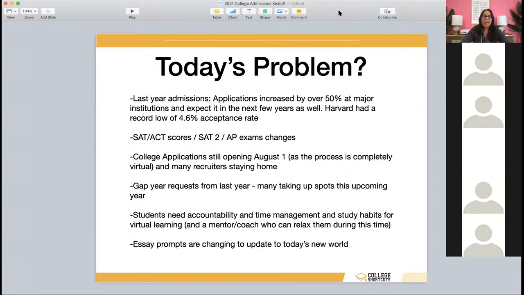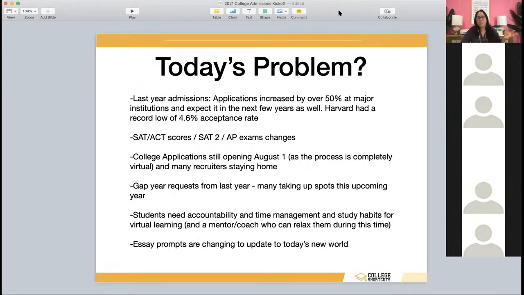Big thing too, lots of students require deferrals. They ask for gap year requests. That means that spots for this upcoming year are taken. So keep that in mind. More spots are taken. Competition is getting higher. Applications are increasing. So there's a lot of things to be looking at, all the little factors.